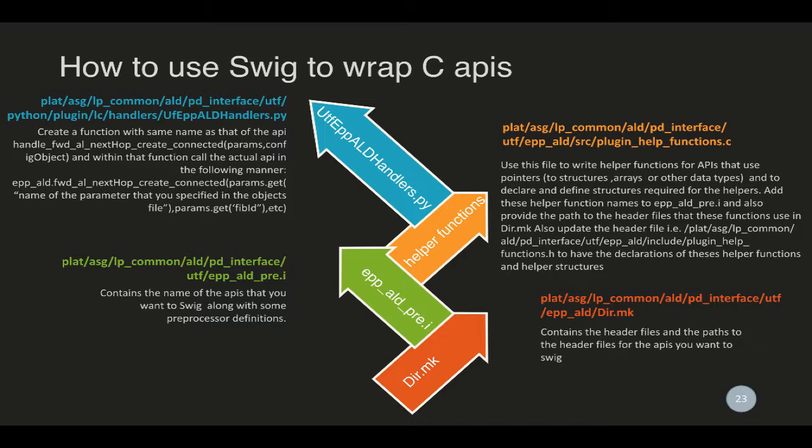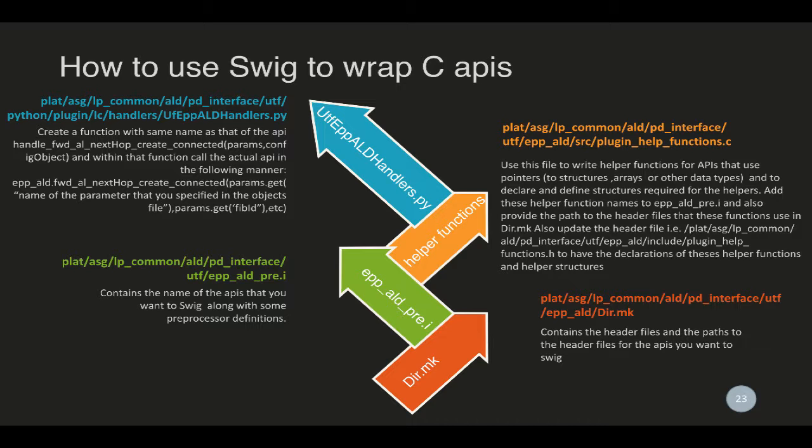I'll explain this later as well, but this file is used to write helper functions for APIs that use pointers to structures, arrays, or other data types, and to declare and define structures required for these helpers. Add these helper function names to eppld pre.i and also provide the path to the header files that these functions use in dir.mk. So you have to do this the same way you are doing for your normal C APIs. Also update the header file, i.e. plat asglp common ald pd interface utf eppld include plugin help functions.h to have the declarations of these helper functions and helper structures.